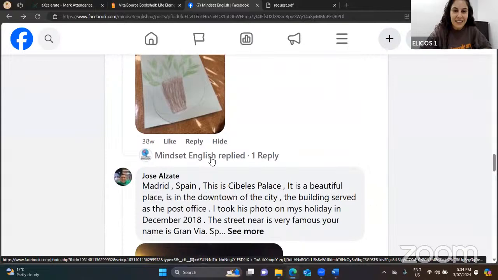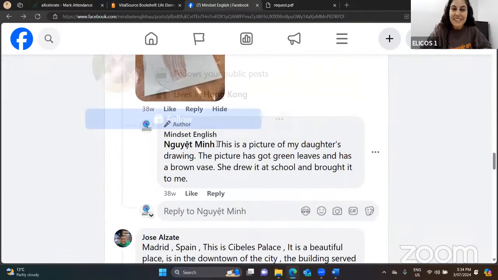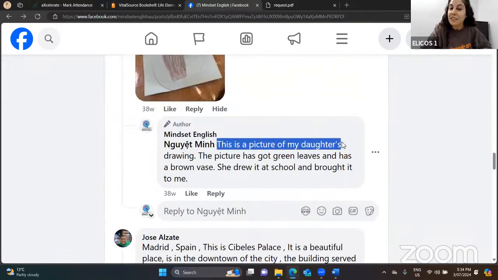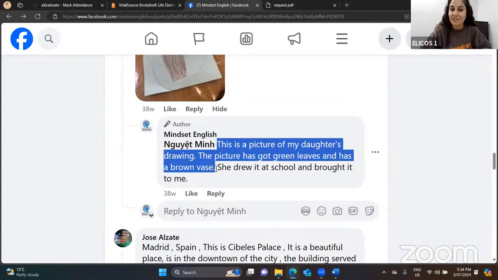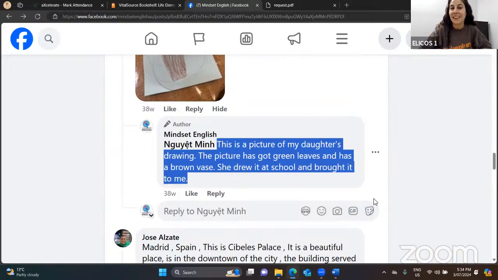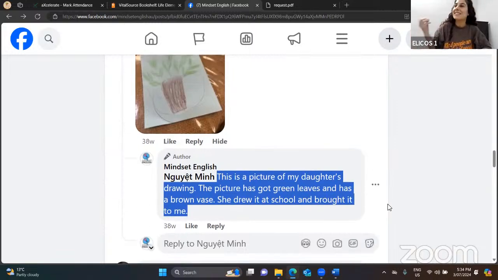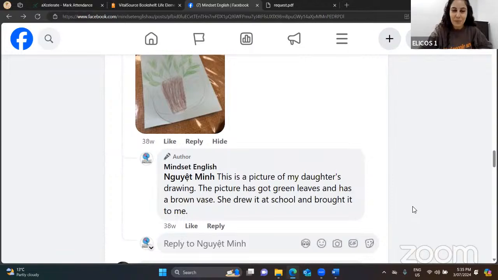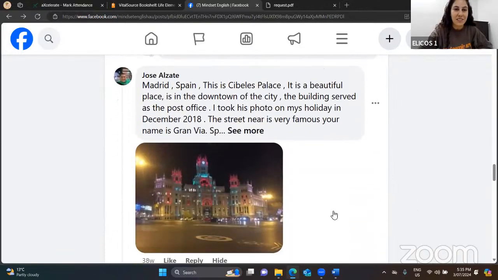So Min says, this is a picture of my daughter's drawing. The picture has got green leaves and has a brown vase. She drew it at school and brought it to me. So isn't that very sweet? This is a picture from her daughter, and she told you where her daughter drew it, what the picture is of, and that she gave it to her mum, to Min. So very beautiful way to speak about the picture.